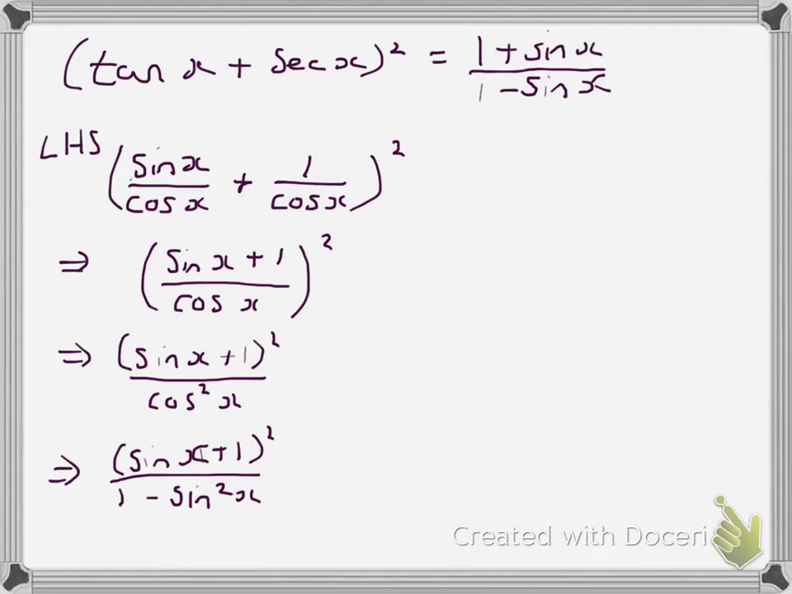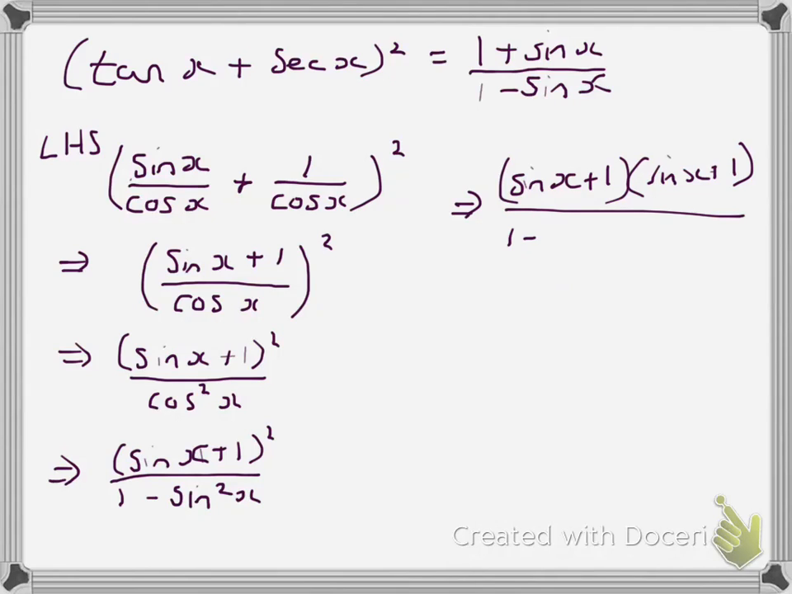And what you need to notice is various algebra. The bottom of my fraction there, I've got 1 minus sin squared x. 1 is a squared number, sin x squared, sin squared x. I've got a difference of squares. So what can I do with the difference of squares? I can split it into two brackets. So the top of my fraction, I've got sin x plus 1 all squared. So that is sin x plus 1 times by sin x plus 1. And the bottom of my fraction, I have a difference of squares, so I can write that as 1 minus sin x times by 1 plus sin x.